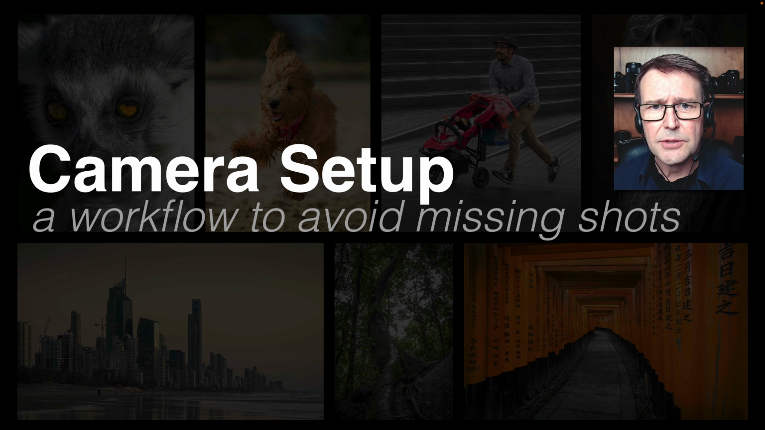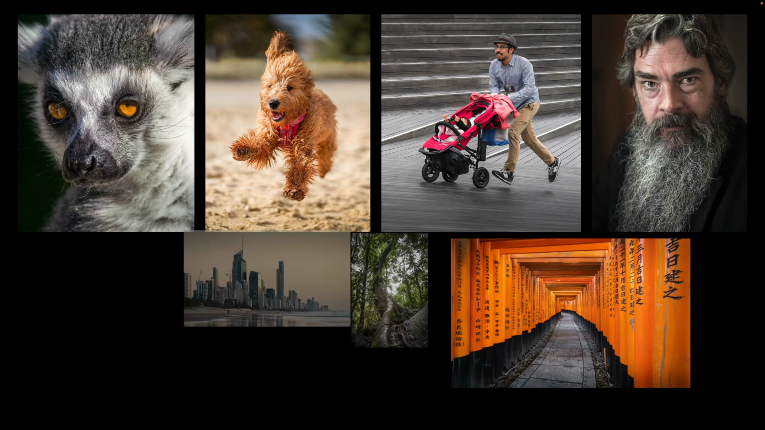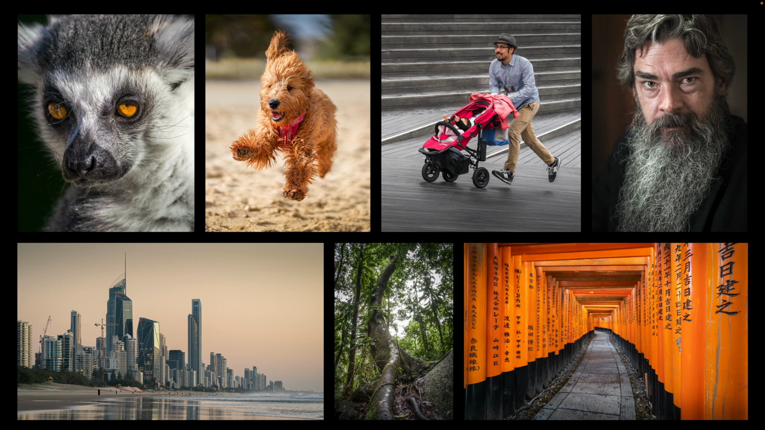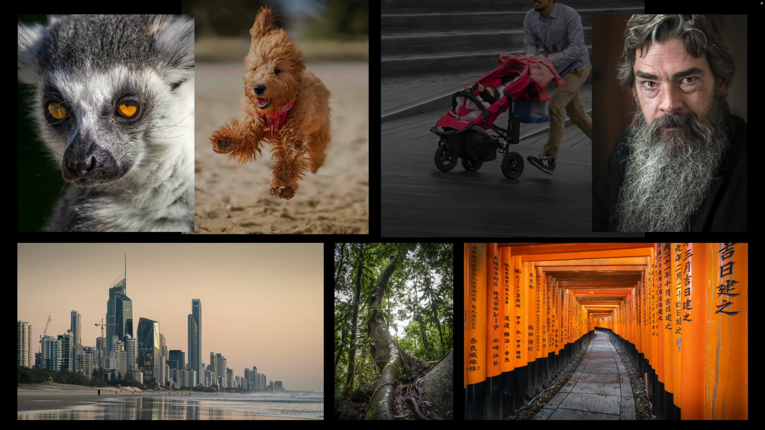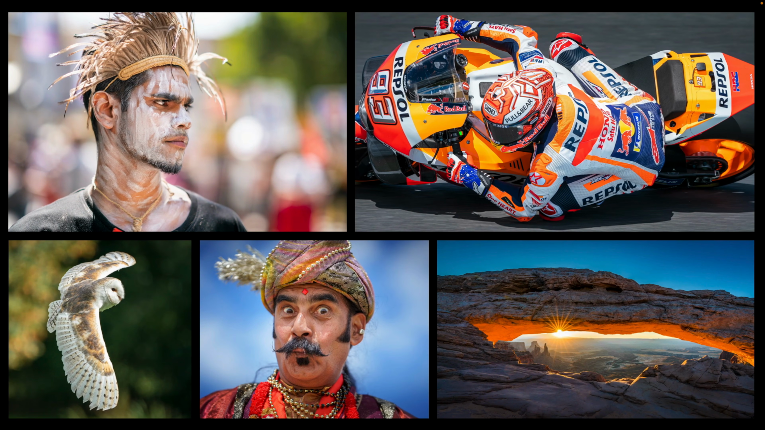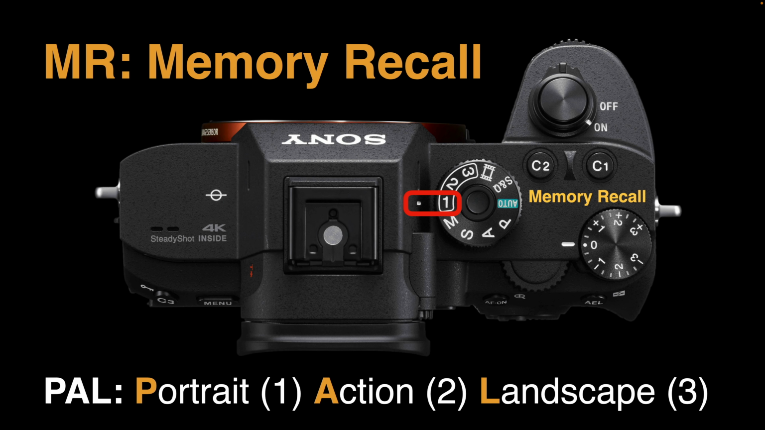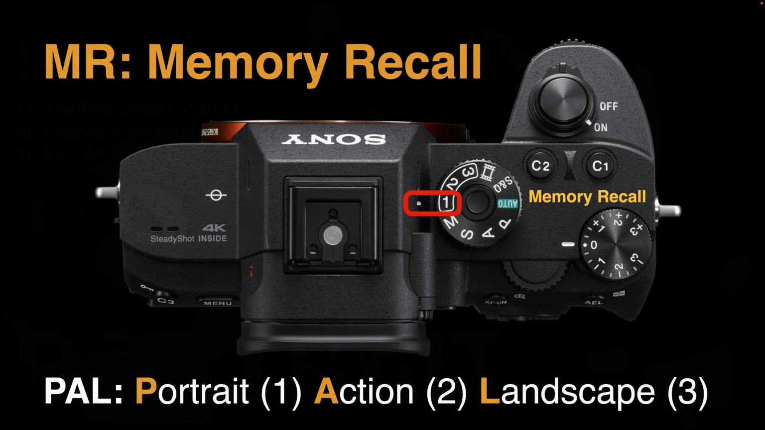Now this is a workflow to avoid missing a shot and ensure that you always have a high hit rate of successful images. Now I shoot a broad range of subject matters. I might be shooting portraits of animals or humans, action shots at sporting events or landscapes. And because I'm quickly changing between these groups of settings, it is a reliable workflow that ensures that I never miss a shot. And I can simply turn that shoot mode dial to 1, 2 or 3 to quickly recall those settings. So I'm starting from a known starting point.